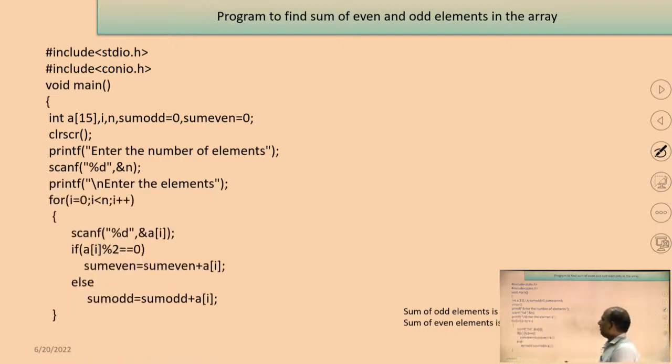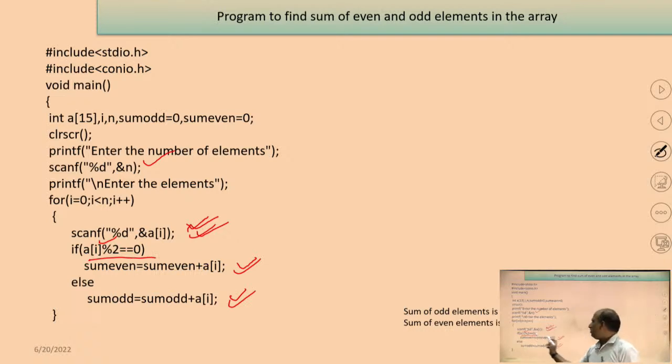N is the number of elements. Let's say we take n as the number of elements, and to access those elements, firstly we scan the elements. By putting it into the for loop from 0 to less than n, we scan each element, and we check if A of I modulus 2 equals 0, means if the A of I element is even, it will be added to sum even, otherwise it will be added to sum odd.